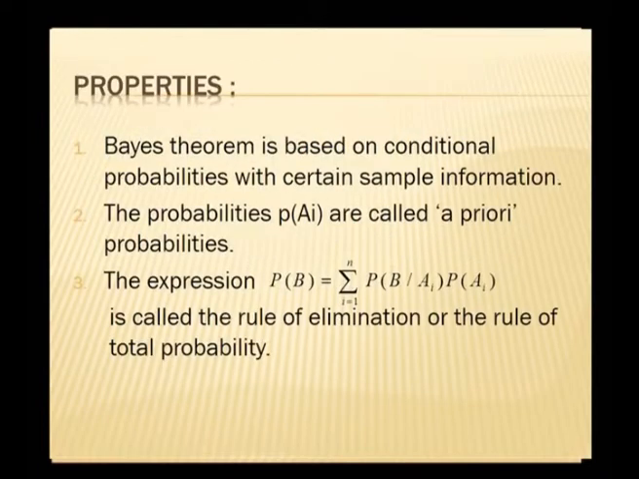So, this theorem is based on conditional probabilities, where we have more application in decision theory, and some of its important properties are: first, Bayes theorem is based on conditional probabilities with certain sample information. The probabilities P of Ai are called prior probabilities, and the expression P of B equal to sigma P of B by Ai into P of Ai, where i runs from 1 to n, is called the rule of elimination, or we also call it the rule of total probability.